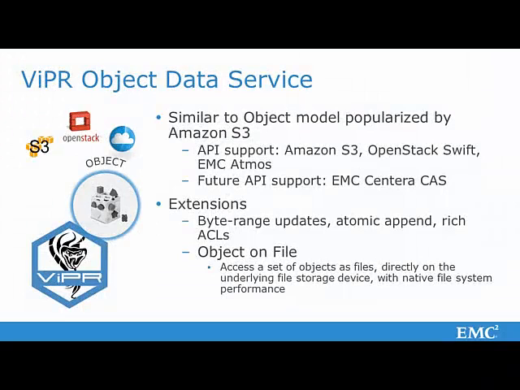We're going to take a look at a few things right now on the way that the object services work in Viper. The Viper Object Data Services is really similar to the Amazon S3 model, but Viper adds extensions such as byte range updates, atomic append, rich ACLs, etc. On top of the Object Data Services, Viper includes several API heads including Amazon S3, OpenStack Swift, and our own EMC Atmos.